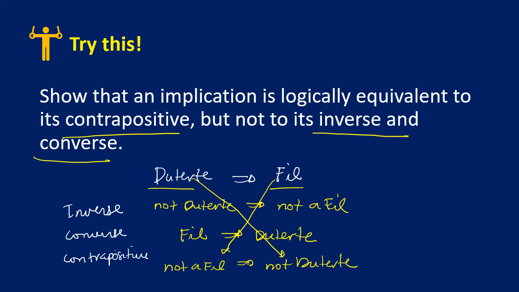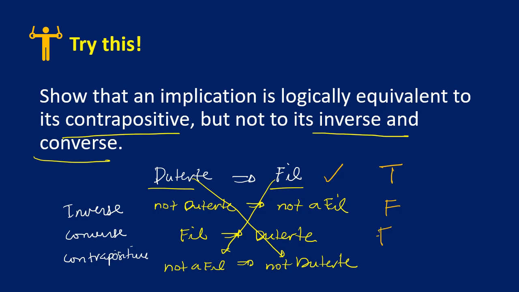Okay, let's look at the truth values. Just look at the original statement. If I am Duterte, then I am a Filipino. Is this statement true or false? Of course, this is true. If you are Duterte, you must be a Filipino, right? Now, let's look at the inverse. If I am not Duterte, then I am not a Filipino. Is that statement true or false? That statement is false, right? Because we are all not Duterte, but we are all Filipinos, correct?